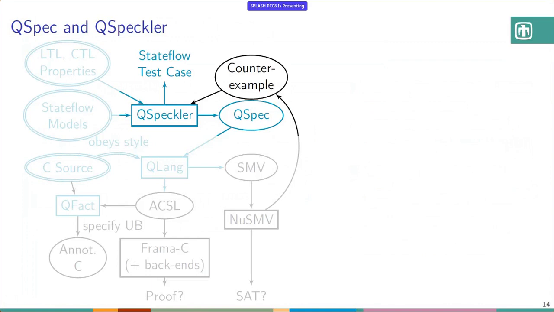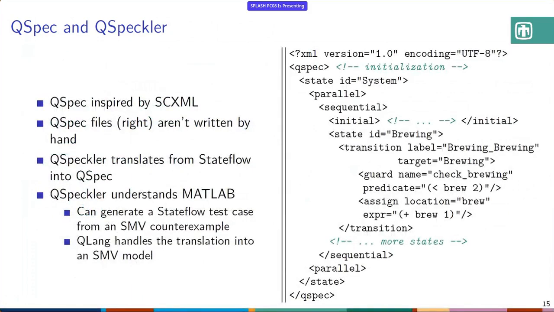Now I'll talk a bit about what we're doing here, which is generating. We have the Stateflow model. We convert this into a representation that's convenient for us to work with. There's this XML here, which we call this format QSpec. It's basically a state chart XML format. They're not written by hand, so they're very verbose. Essentially, we're translating from MATLAB, so we write this parser for MATLAB.